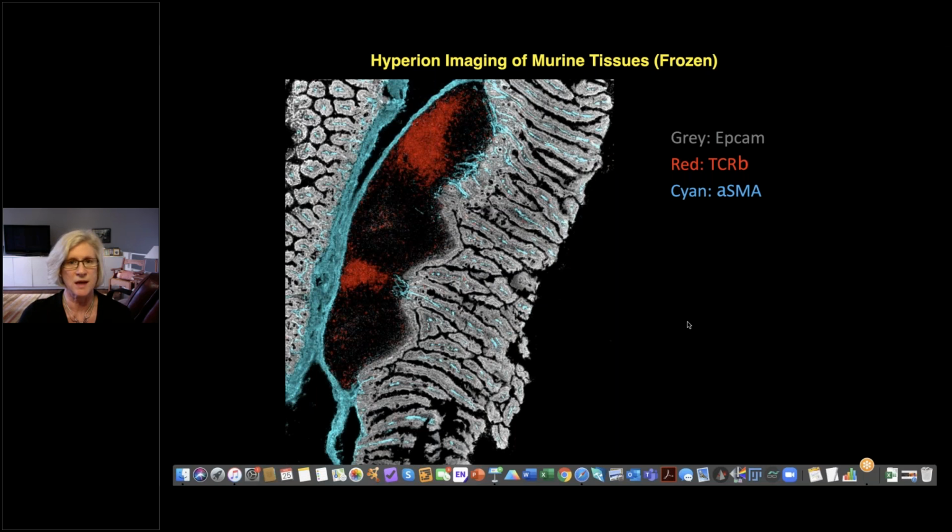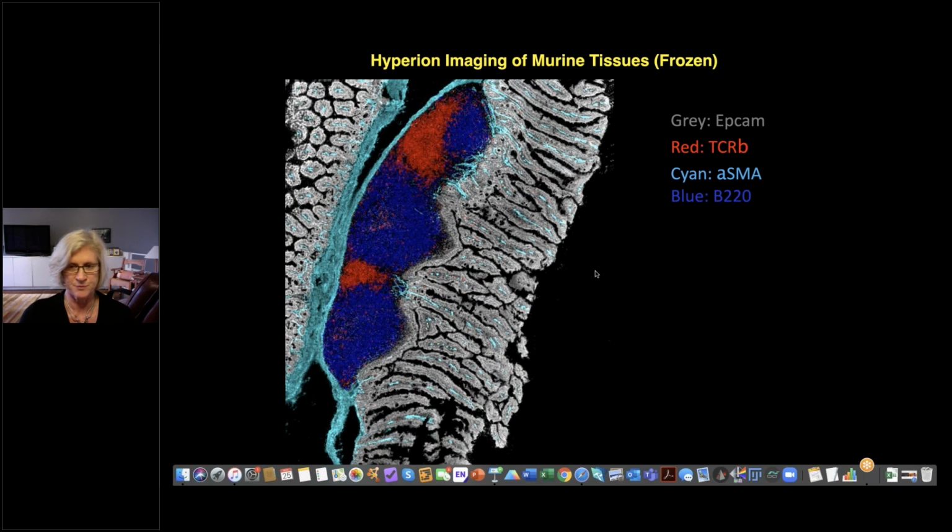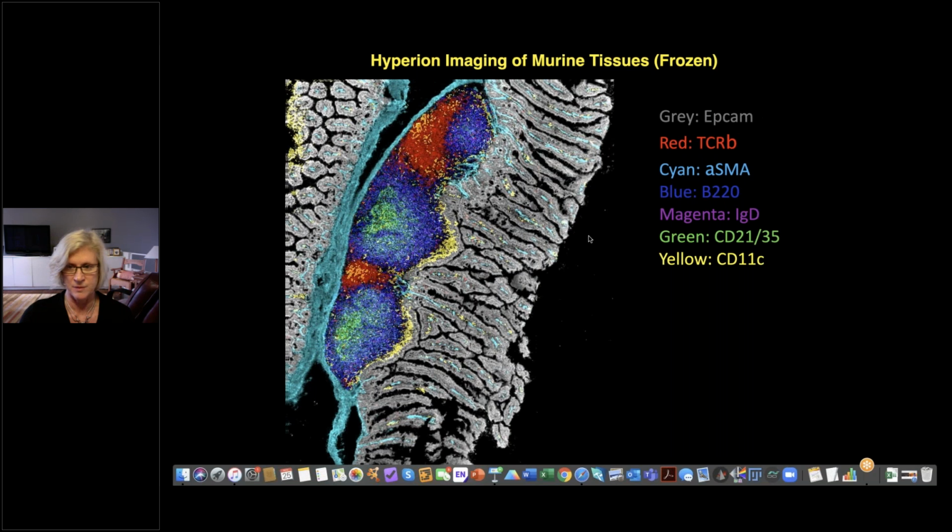Here's an example of some of our own data looking at mouse small intestine with Peyer's patch. We can see that we can stain T cells, structural markers like smooth muscle actin, lymphatic endothelium, epithelium with EpCAM, different T and myeloid markers and B cell markers. So we can get some really beautiful structural delineation of different cell types in different regions.